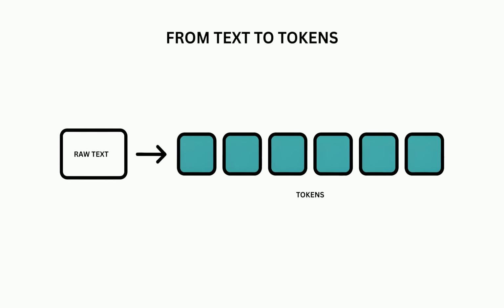The first step is tokenization. Your text gets chopped into small chunks called tokens, which might be whole words, parts of words, or punctuation. GPT doesn't see letters or words the way you do. It only ever sees this list of tokens, each one just an ID number from a fixed vocabulary of tens of thousands of possible pieces.